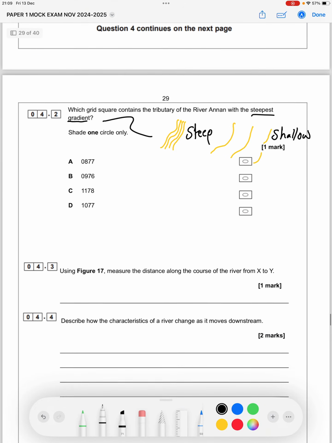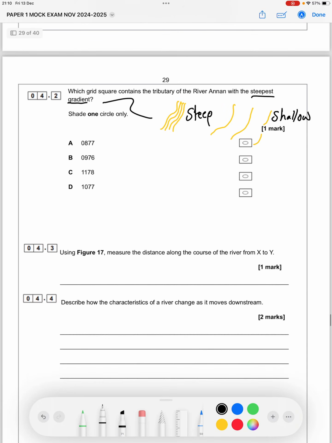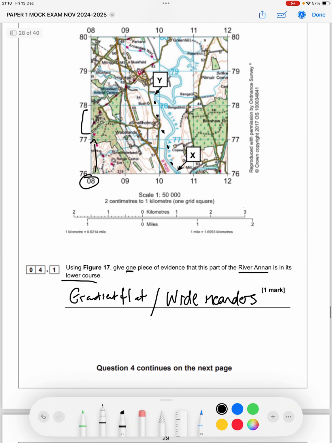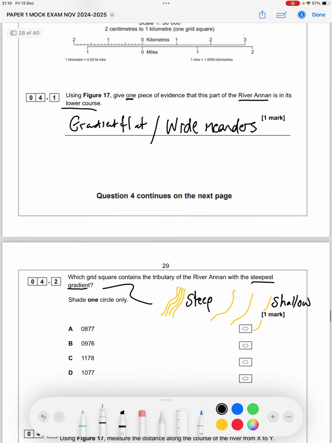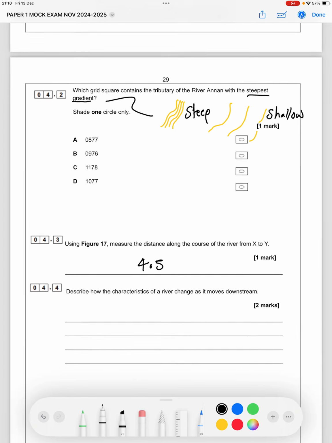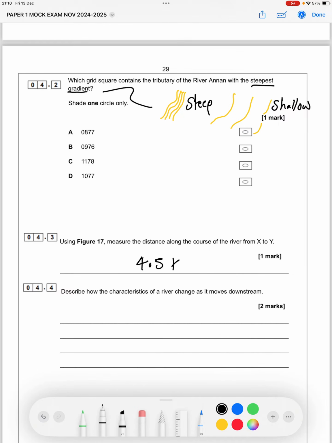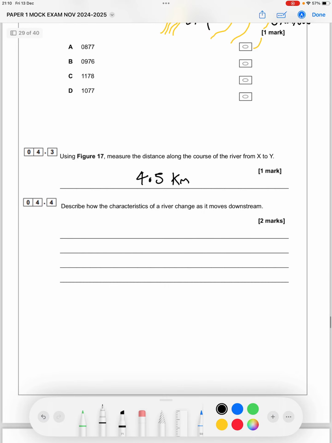So we have got a distance of, getting a bit aggravated, the iPad, 4.5, and that will be 4.5 kilometers. Okay, so 4.5. Come on, iPad. There we go. 4.5 kilometers. Cool. All right, next one.